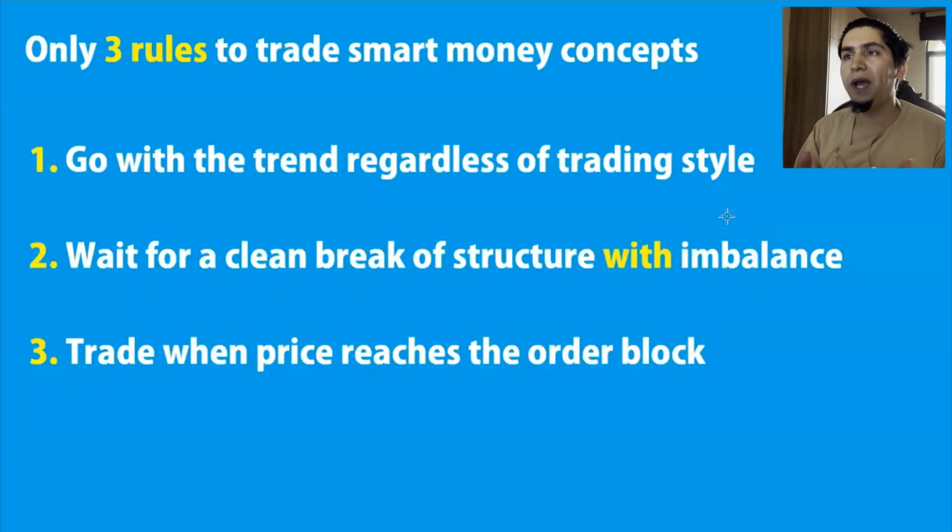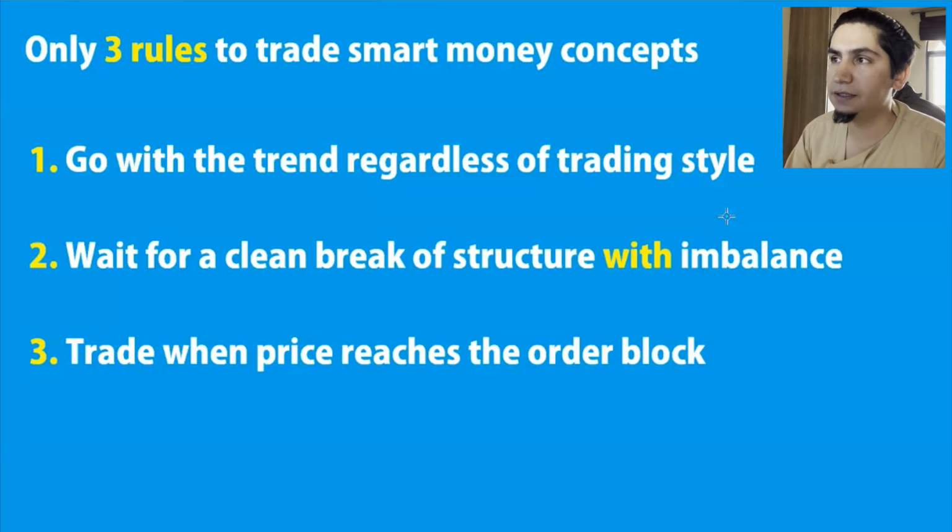Number 2, wait for a clean BOS, break of structure, and you need to have an imbalance. The white part is highlighted in yellow to emphasize that imbalance is key. I will show you what is an imbalance. And number 3, trade when price reaches the order block. Don't just put a buy or sell limit, monitor price action and go from there. So now you know the 3 rules. How does this look when you go into the charts?